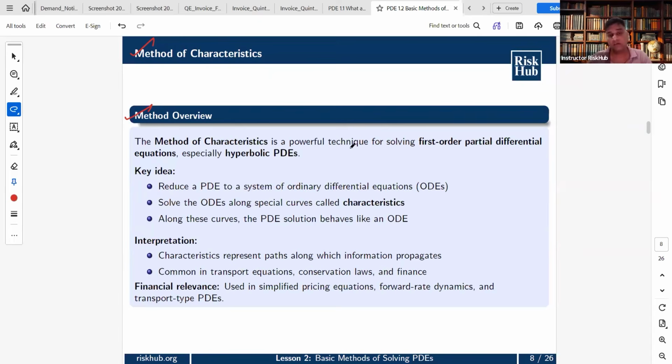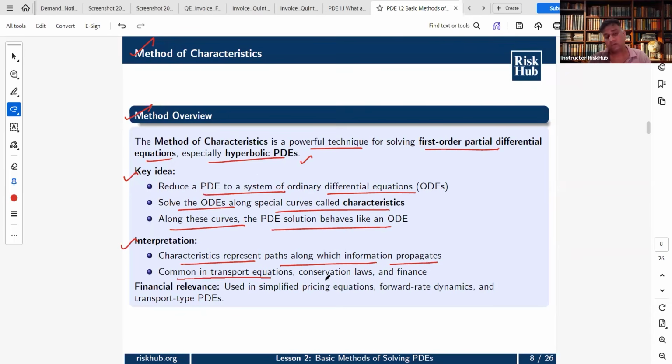So the method of characteristics is a powerful technique for solving first order partial differential equations, especially hyperbolic PDEs. The idea is to reduce a PDE to a system of ordinary differential equations and solve the ODEs along special curves called characteristics. Along these curves, the PDE solution behaves like an ODE. Interpretation: characteristics represent paths along which the information propagates. Common in transport equations, conservation laws, and finance. Financial elements: used in simplified pricing equations, forward dynamics, and transport type PDEs.